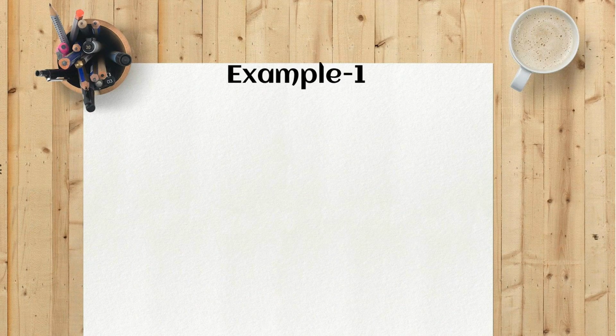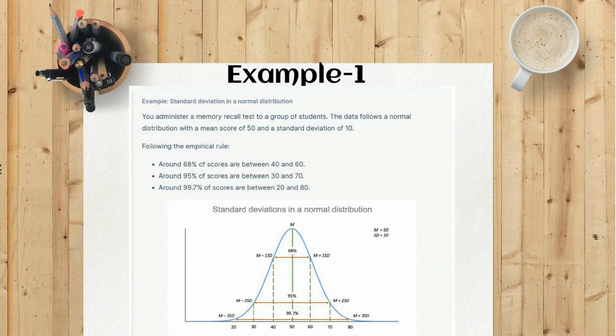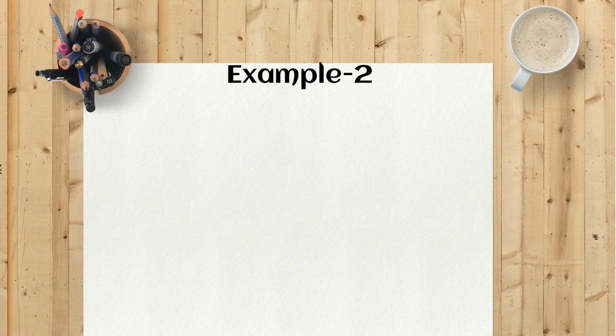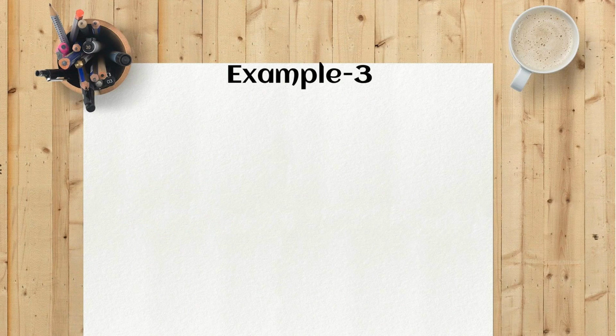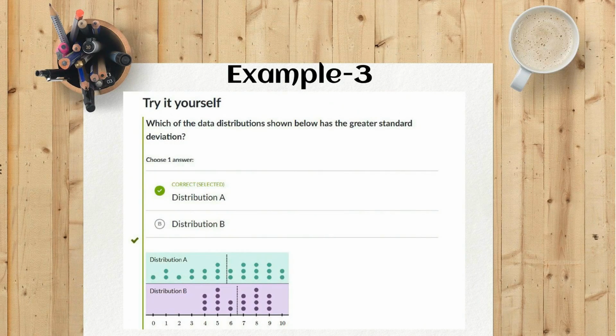Example 1. You administer a memory recall test to a group of students. The data follows a normal distribution with a mean score of 50 and a standard deviation of 10. Example 2. For example, the blue distribution on the bottom has a greater standard deviation than the green distribution on top. Example 3. Which of the data distributions shown below has the greater standard deviation?